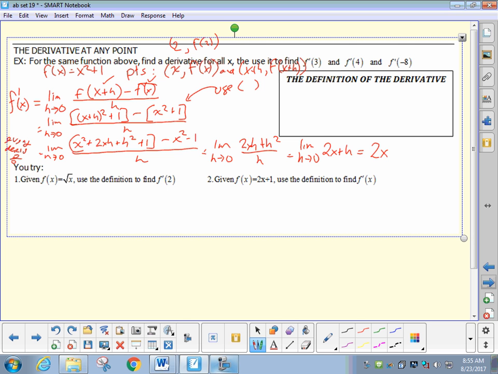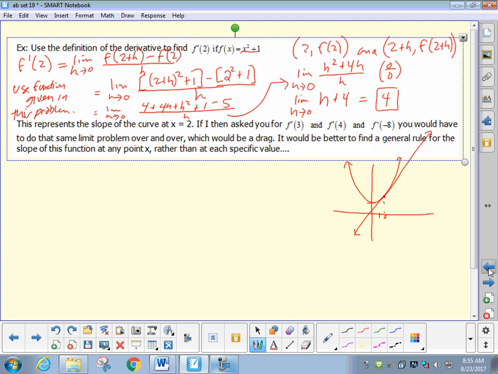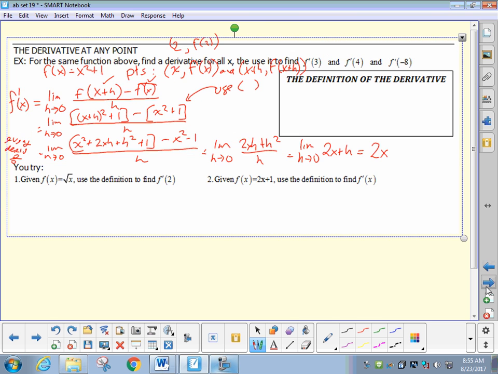Now, you can see that's a little different outcome. Here, I actually got a number. The slope is 4. It makes sense that this derivative is actually dependent on x because the slope will depend on where you find the slope, right? So it's a rule for x, makes sense.